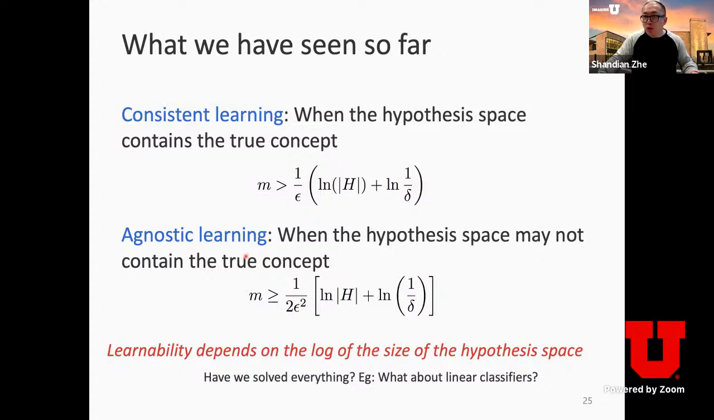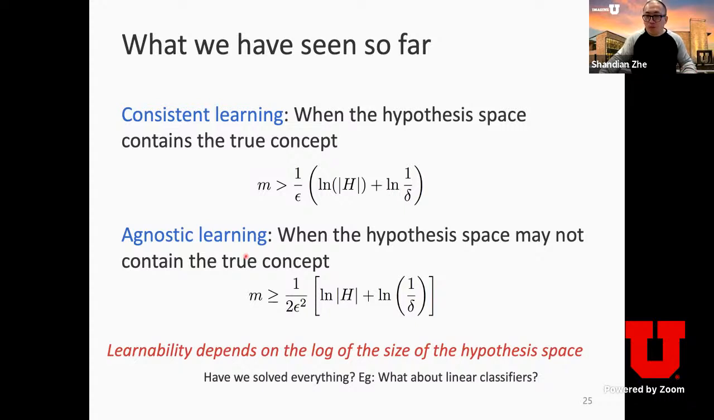The direct consequence of agnostic learning is that we will no longer be able to assume that your training error is zero. This is a big difference from consistent learning. Under consistent learning, we safely assume our training error is always zero, right? But in agnostic learning, we need to account for the training error when we want to derive some conclusion about the true error. This is the setting of agnostic learning.